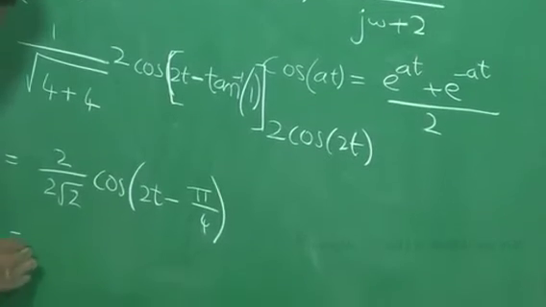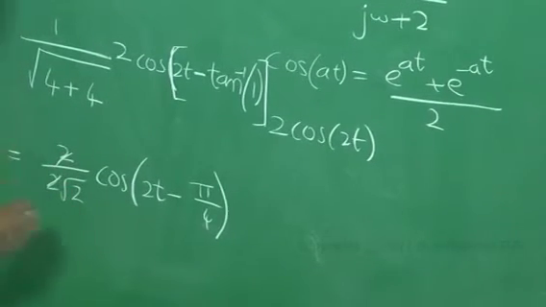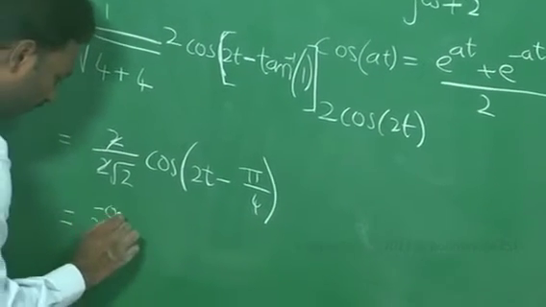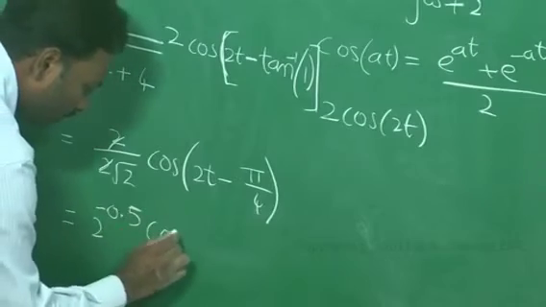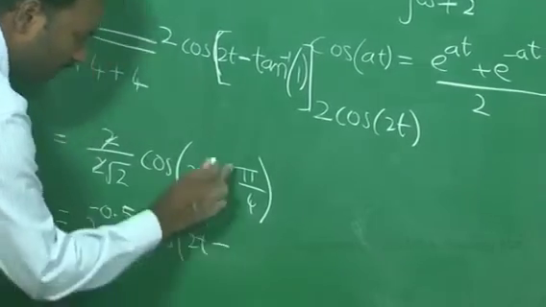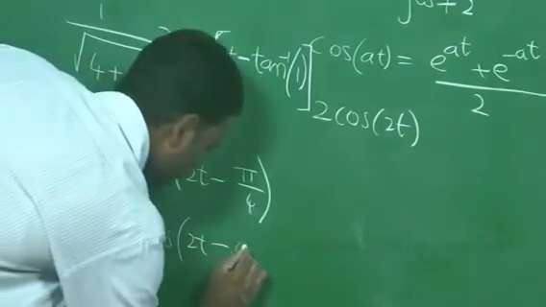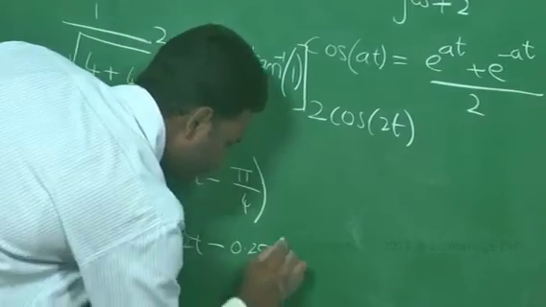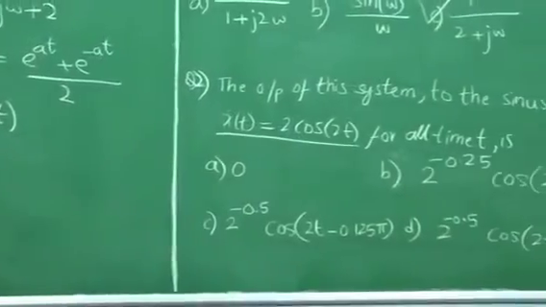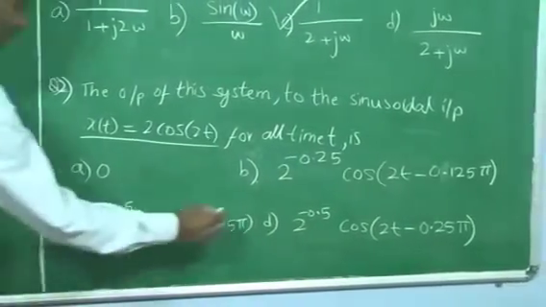So here 2 and 2 get cancelled. We can write it as 2 power minus 0.5 into cos of 2t minus 1 by 4, which is 0.25, into pi. So from the given options, the right answer will be option D.